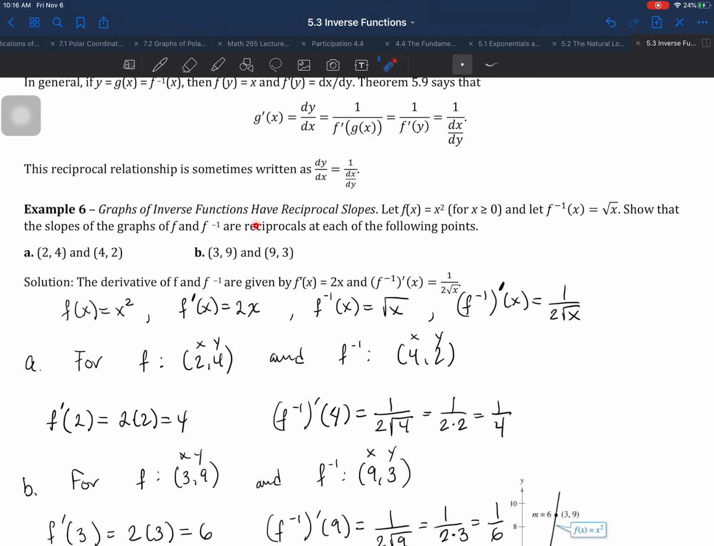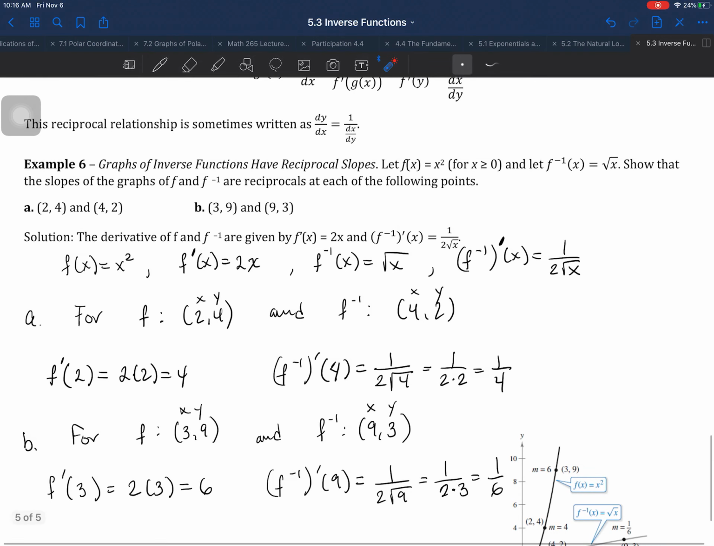So let's graph the inverse of functions that have reciprocal slopes. f of x equals x squared for x greater than or equal to 0. We have f inverse of x equals the square root of x. Show that the slopes of the graphs of f and f inverse are reciprocals of each other at the following points.